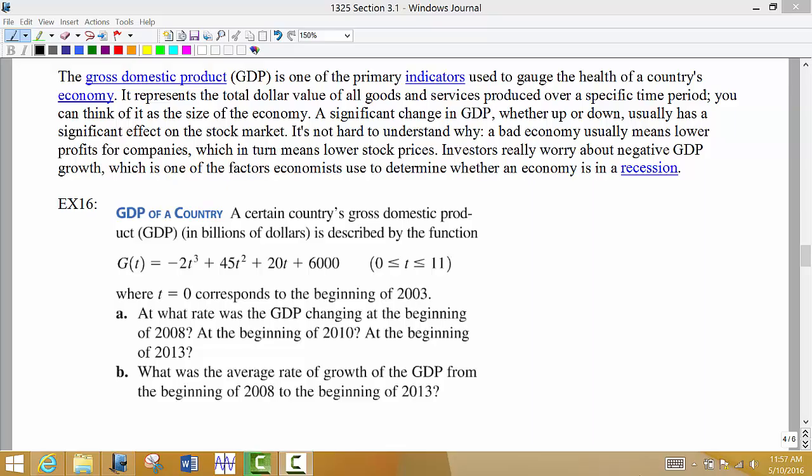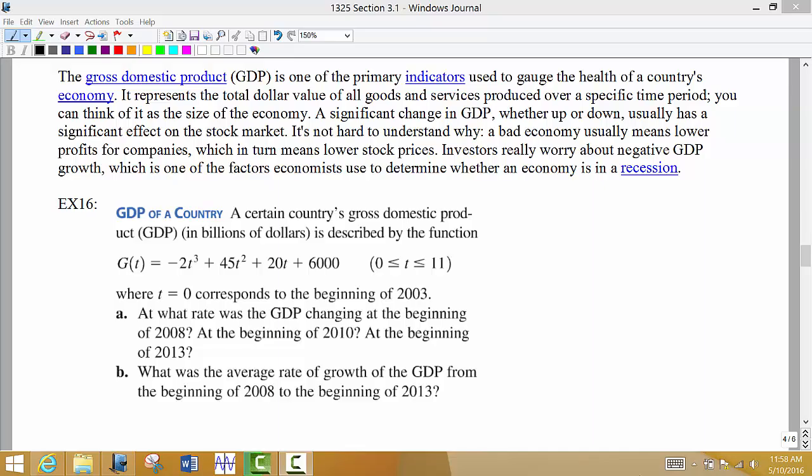Here in this example, we're looking at something called the gross domestic product, or the GDP. You've probably heard of that. We're just going to look at a quick idea of the rate of change and why we care. The GDP represents the total dollar value of all goods and services produced over a specific time period. You can think of it as the size of the economy. Now, a significant change in the GDP, whether it goes up or down, is something that people are watching. It has a significant effect on the stock market and is an indicator of what's happening in the economy.